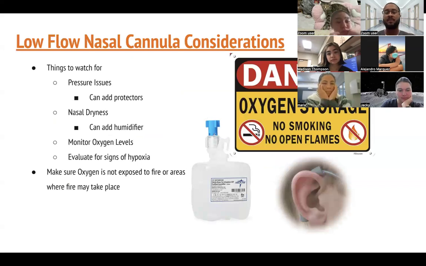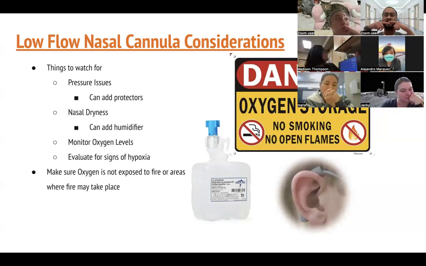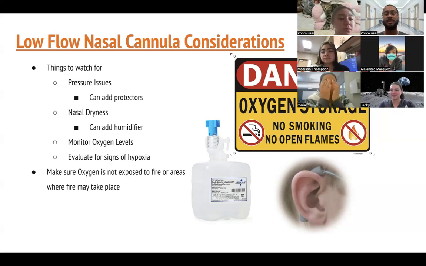Some things to keep in mind for the nasal cannula are to watch for pressure injuries. You can add protectors for the patients around the ears and even around the face. For nasal dryness, you can add a humidifier to your nasal cannula, as we did in our skills lab. And then you also want to monitor and evaluate signs of hypoxia, and also monitor oxygen levels. And then make sure that the oxygen is not being administered in areas where there may be open flames or smoking, as oxygen can be flammable.